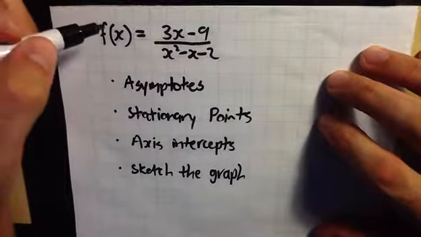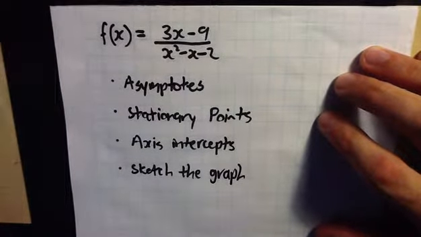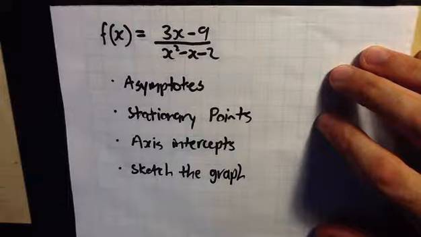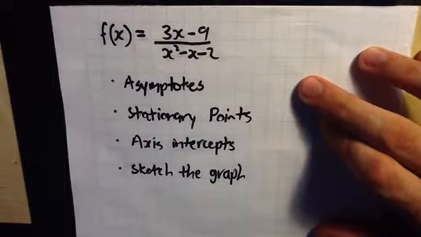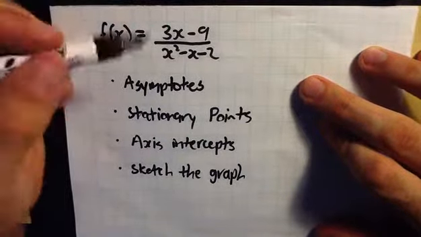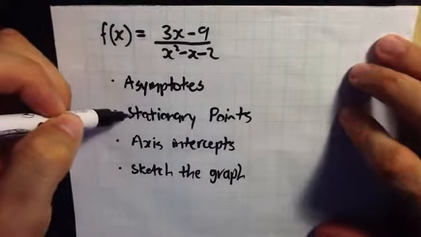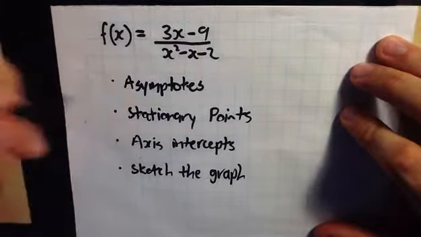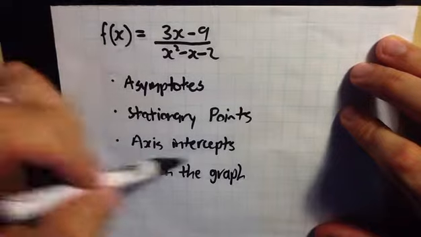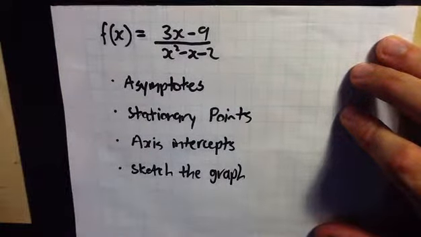So here's a function, and basically I've got a few things I want to do with this function. I want to determine the equations of any asymptotes. I want to find the position and nature of any stationary points. I want to find its axis intercepts, and when I do all these things, I can then sketch the graph. So first off, we're going to look at the asymptotes.